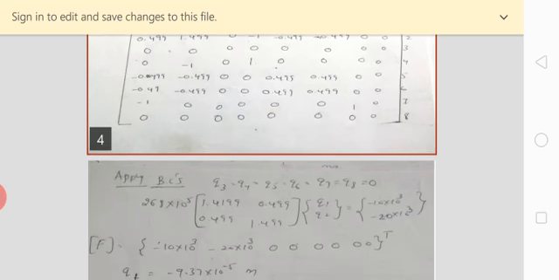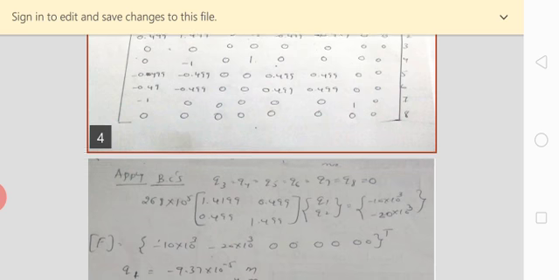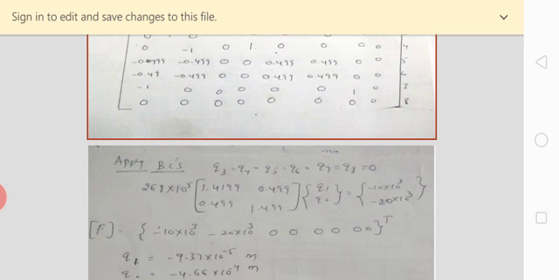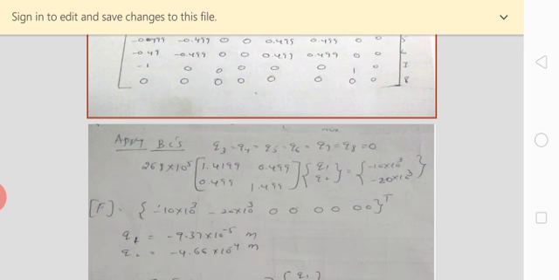Everything is going to be cancelled, and these will be eliminated in the equation of equilibrium, and the remaining terms are what I have written here. If you simplify and solve, you will get the values of Q1 and Q2. Q1 is nothing but minus 9.37 into 10 to the power minus 5 meter, and Q2 is equal to minus 4.66 into 10 to the power minus 4 meter.